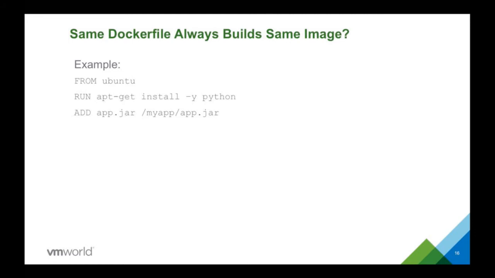Some people told me that if you have a Dockerfile, you can always use the Dockerfile to build the images. But using the same Dockerfile will not always result in the same container images. Let's look at this example here.